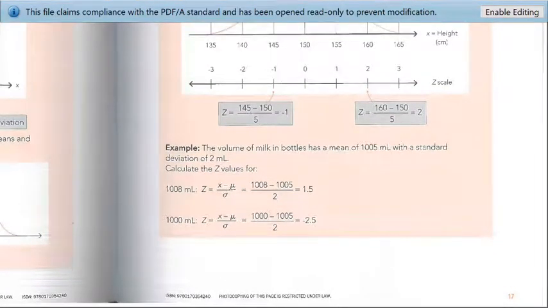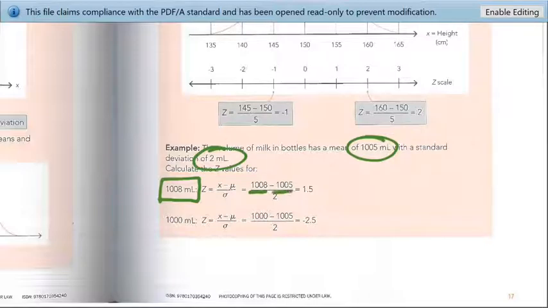So look, for example, here. We have, consider the distribution of heights with the means. So there you go. That's just an example of the thing we look at. Here's another example. The volume of milk in bottles has a mean of 1,005 milliliters with a standard deviation of 2 milliliters. Calculate the Z values for, and then they give you two different values, right? So notice that they've given you the mean, and they've given you the standard deviation, and here is where they're giving you just different values to use. And they're just going to have you calculate the Z-score. And you can see the formula. It's your value, so the 1,008, minus the mean, and then divided by the standard deviation. So that gives you a Z-score of 1.5.